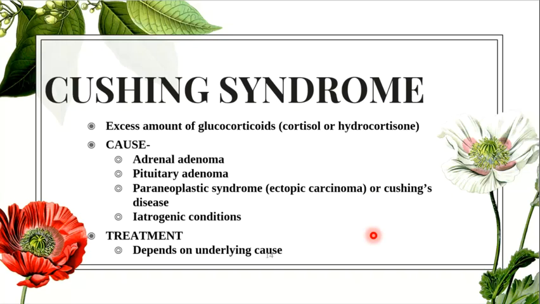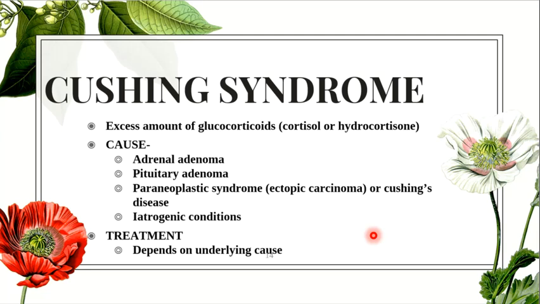Now we are coming to Cushing's syndrome, where you can see that there is an excess amount of glucocorticoids. And I have all of a sudden jumped from pituitary to adrenal. But Cushing syndrome is because of glucocorticoids of the adrenal gland. What are the glucocorticoids' names? Cortisol or hydrocortisone. What can be the cause?